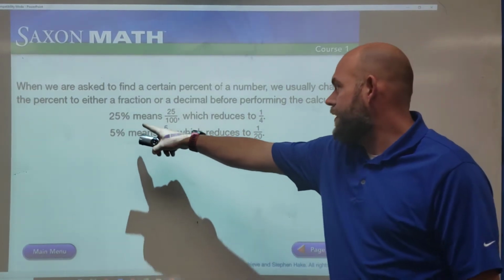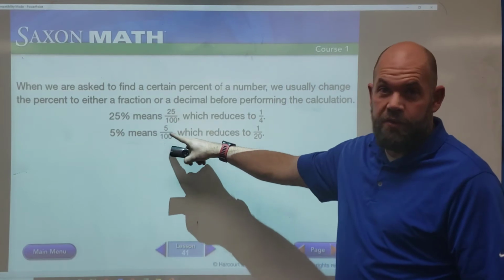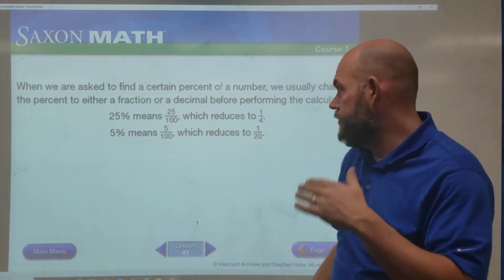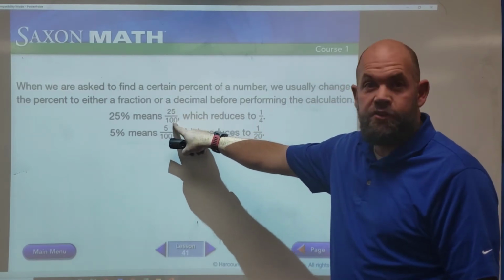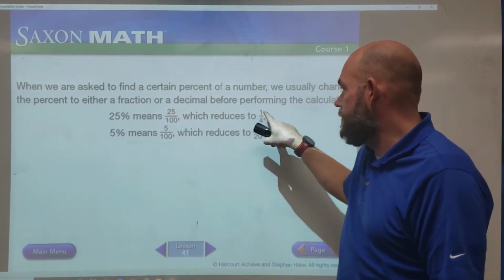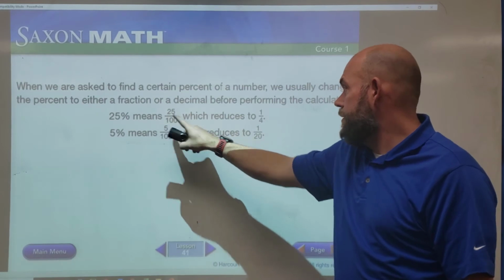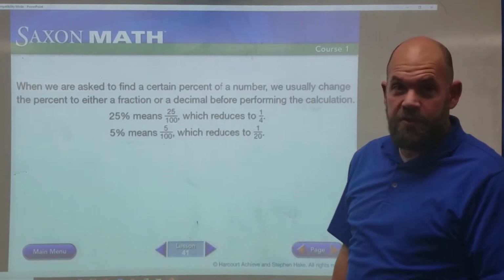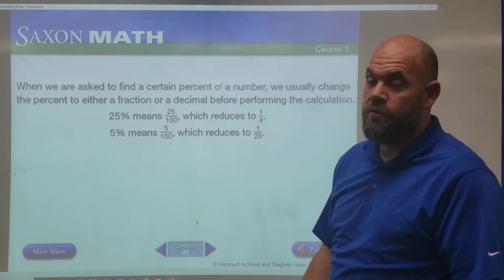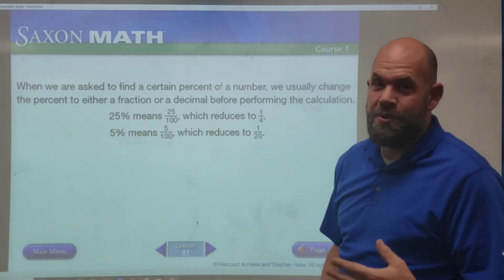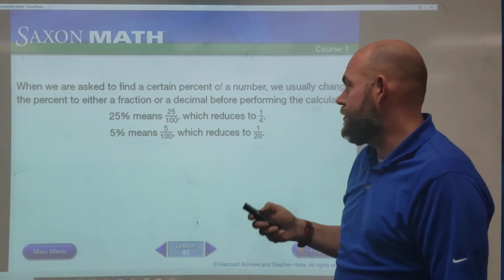For example, 25% means 25 over 100. Remember, percent is of 100, which reduces to 1/4 because the greatest common factor here is 25. 25 divided by 25 is 1. 100 divided by 25 is 4. 5% is the same thing as saying 5 over 100. And 5 over 100 reduces to 1/20th, doing the math in the same way, just using reduction.